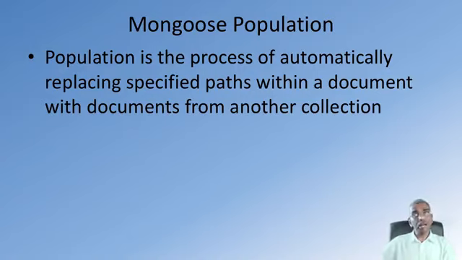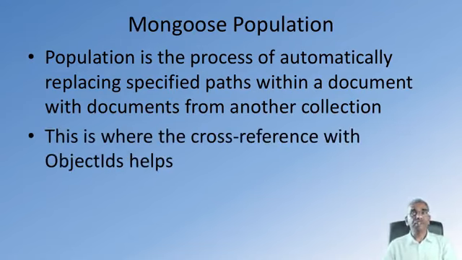The information about the specific author that is referenced there will be fetched in and then added into your dish document, and the compound document will be constructed and sent back to you. How do we ensure that this happens? This is where the cross-referencing with the object ID, as we have seen, helps us. How does the population actually happen?